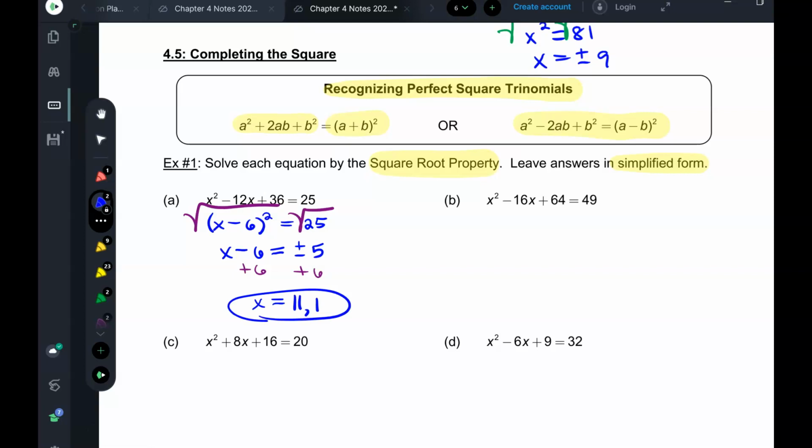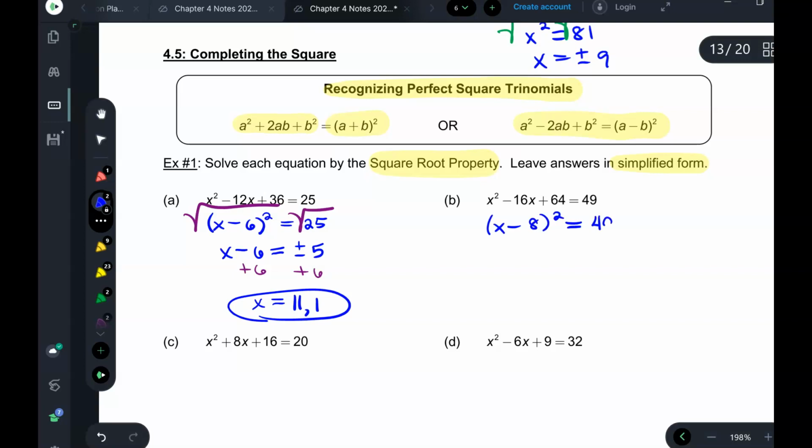Perfect square trinomial. So what's this going to be? All right, back up. Is that what you got? Equals 49. Take the square root of both sides. X minus 8 equals plus or minus 7. Plus 8. Plus 8.